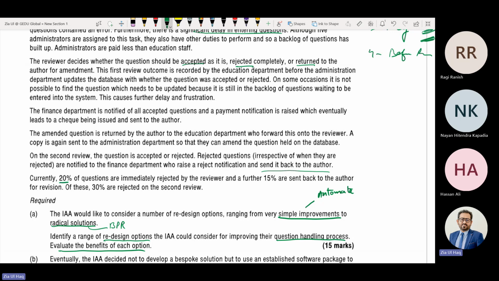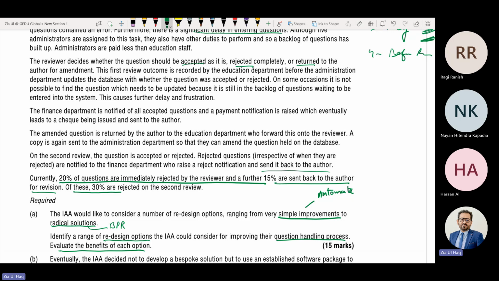Currently, 20% of questions are immediately rejected by the reviewer on first review outcome, and 15% are sent back to the author for revision. Only 65% are accepted on first review outcome. This means 35% of questions you are entering into the question bank need to be changed or removed.